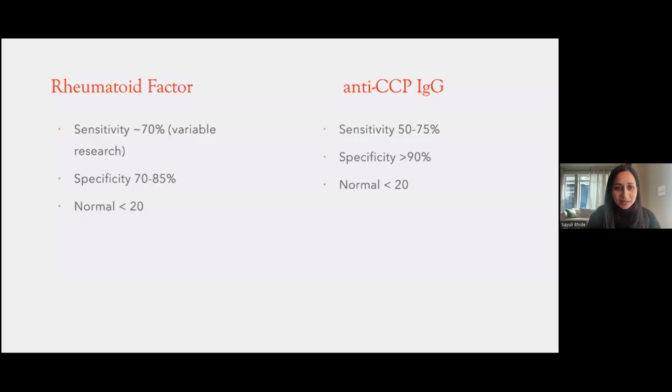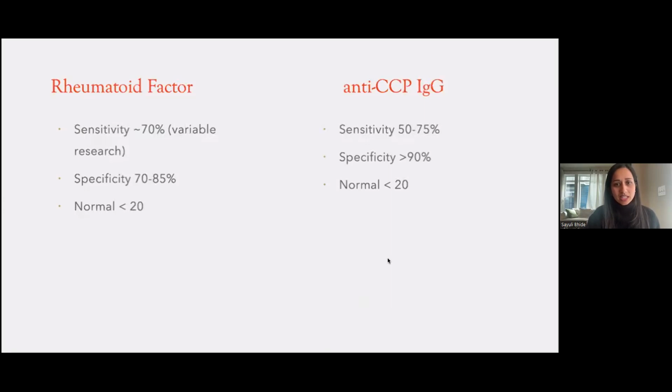Let's talk about serologies. RF and anti-CCP are the serologies most associated with RA. They're by no means a perfect test. Sensitivity of RF, depending on which study you read, is anywhere from 26% to 90%. There's a meta-analysis done recently that suggested it was somewhere around 70%.